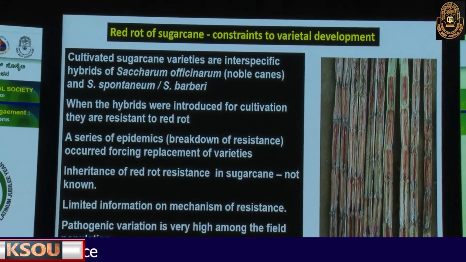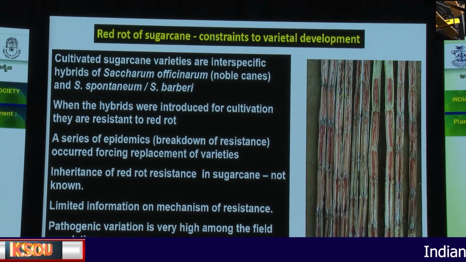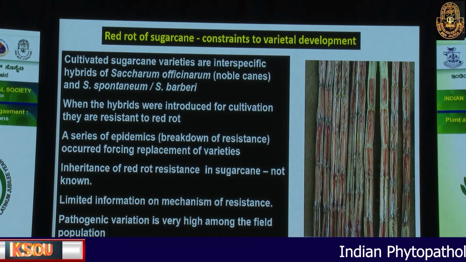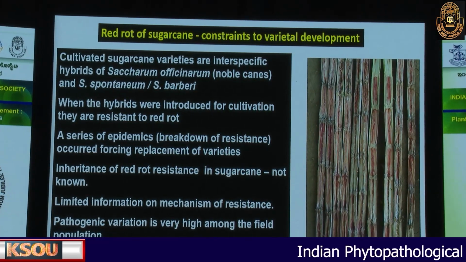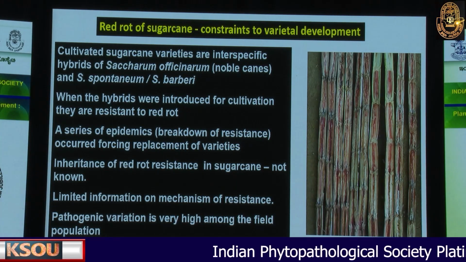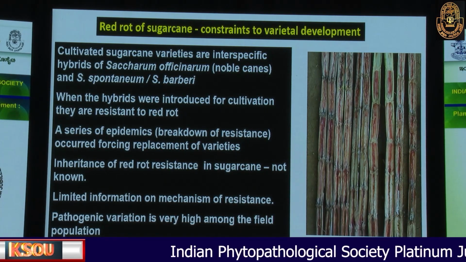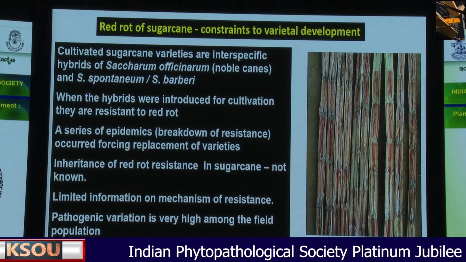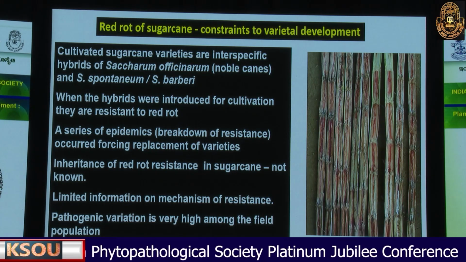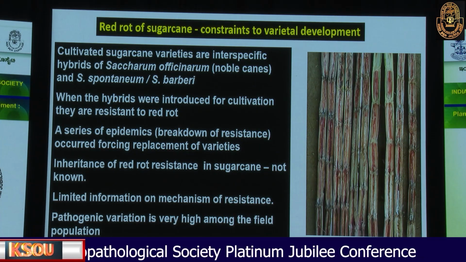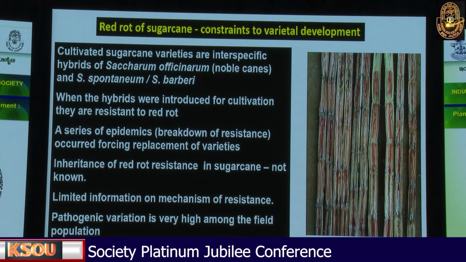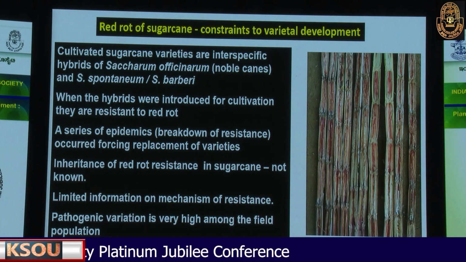So as I said earlier, both sugarcane and red rot have been together for so many years. The reason is that on many occasions, we found the breakdown of resistance due to evolution of new pathotypes. That's how we are continuously evolving new varieties. Another important thing is that pathogen variation is also happening. But the only way so far we are able to manage the disease is through varieties. So that's how we have released n number of varieties to manage the disease under field conditions.